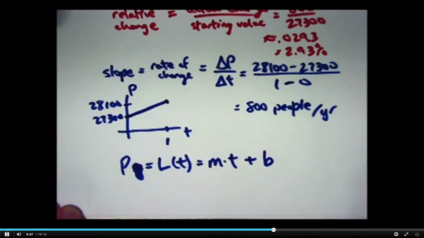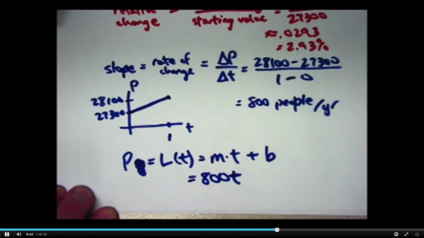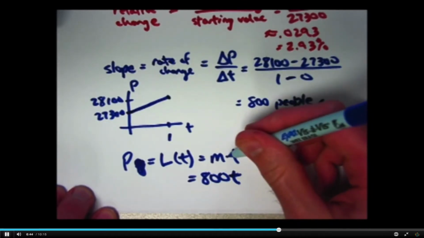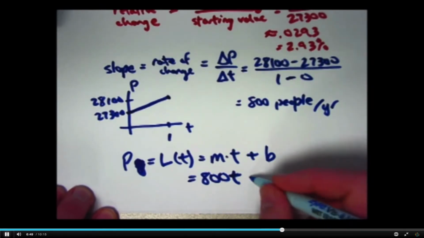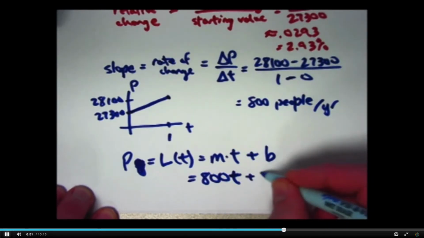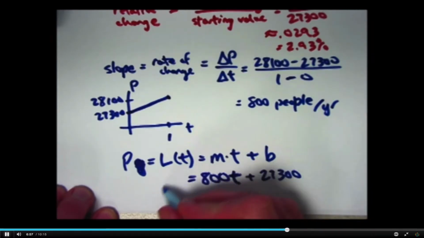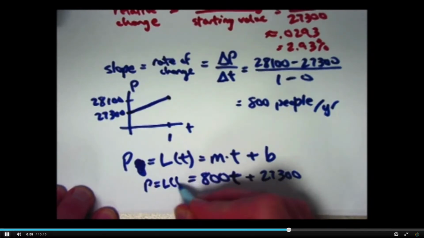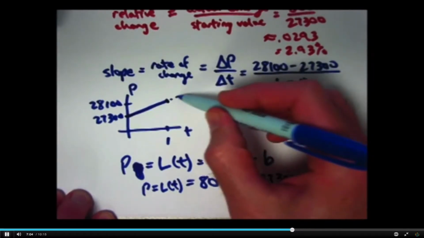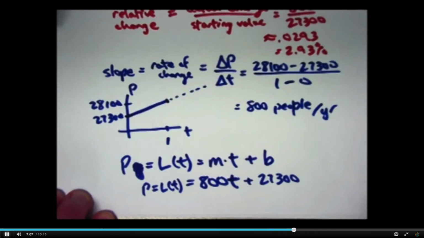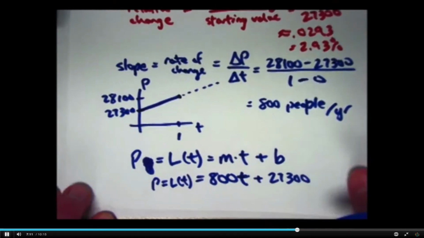I'll write it as a b here initially, but the formula is going to end up being 800 times t, and I'm not going to bother putting the dot there. I didn't have to put the dot there either. If I just put mt, it's understood that it's m times t. This is 800 times t plus 27,300. It's a linear function. I'm calling it L of t for linear. Its graph looks like this, and you can extend it into the future, and we will. Probably not in this video since we're getting close to 10 minutes here, but in a future video.